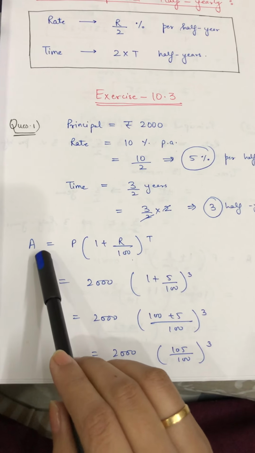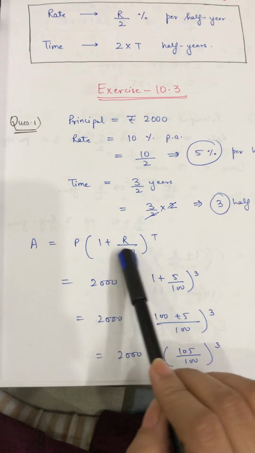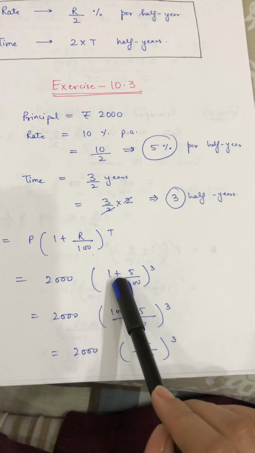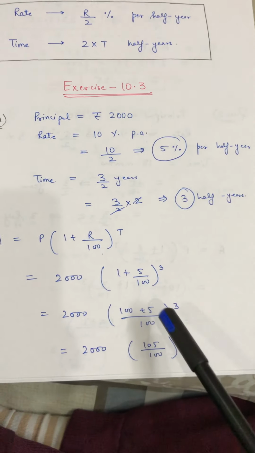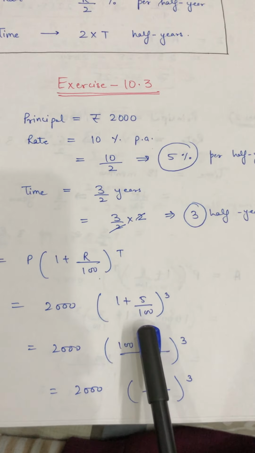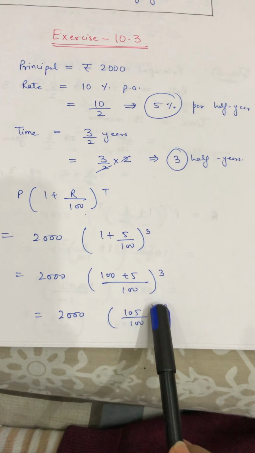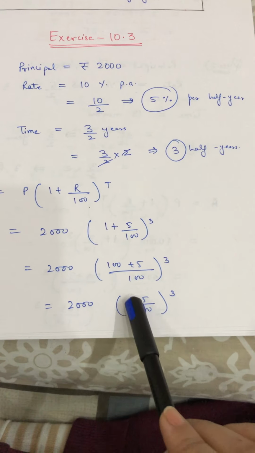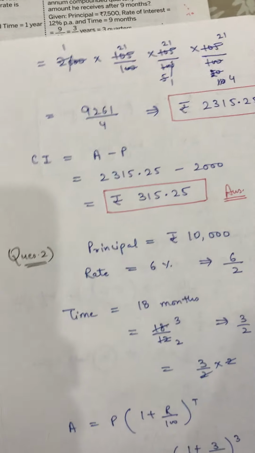You have to find the amount first. The amount formula is P in the bracket 1 plus R upon 100, raised to power T. So principal is 2000, 1 plus rate 5, 5 upon 100, raised to power time 3. Now take the LCM here: 100 plus 5 is 105, divided by 100, raised to power 3. So 2000 in the bracket 105 upon 100 raised to power 3. Raised to power 3 means you have to multiply that fraction 3 times.